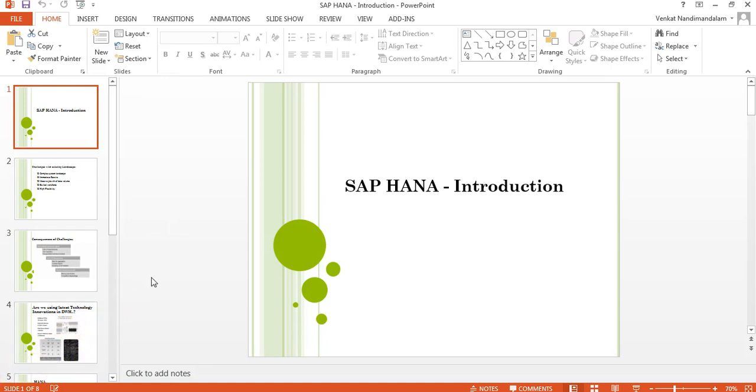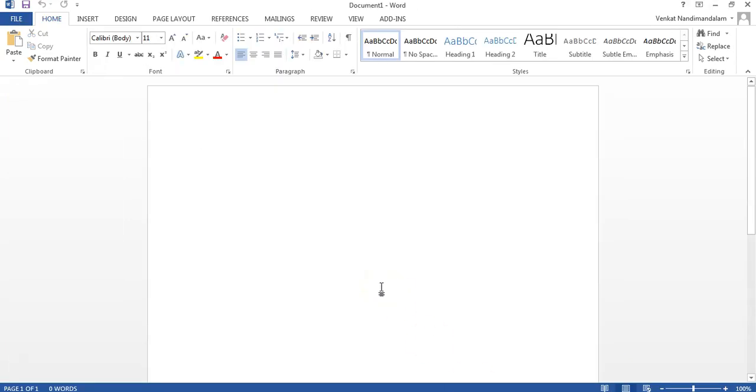So before I explain what HANA is and how HANA is different from traditional databases, let's look at the challenges we have in the current market. In the sense, what are the challenges we have with the existing landscapes at customers. So let's discuss those things first.